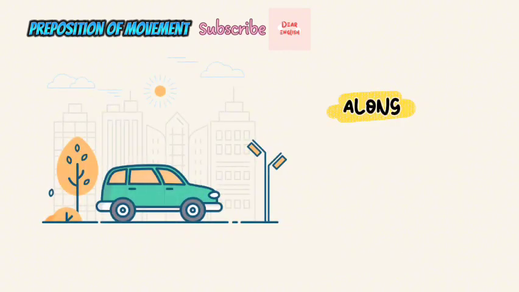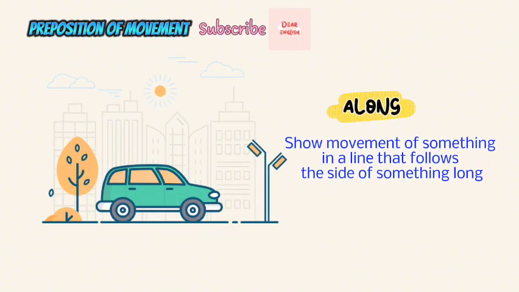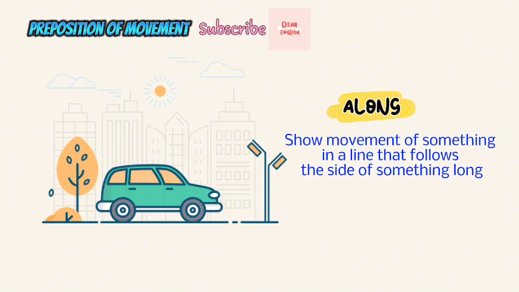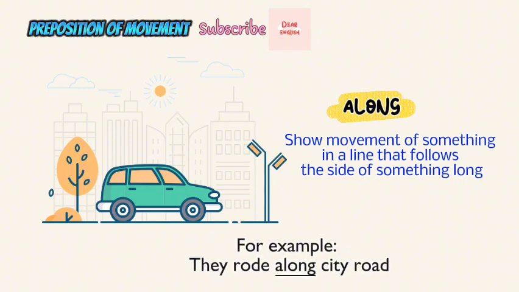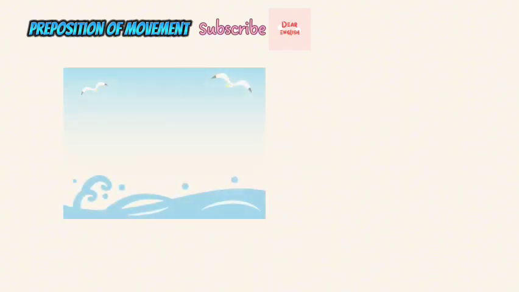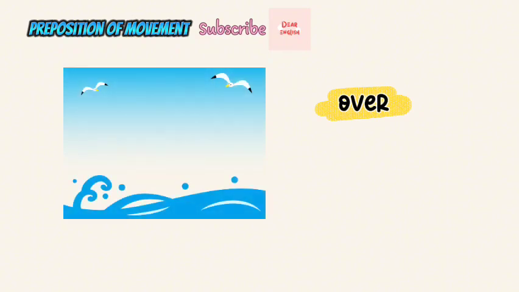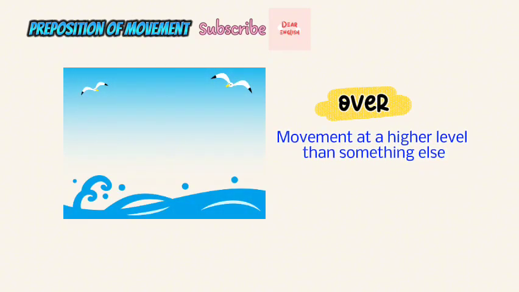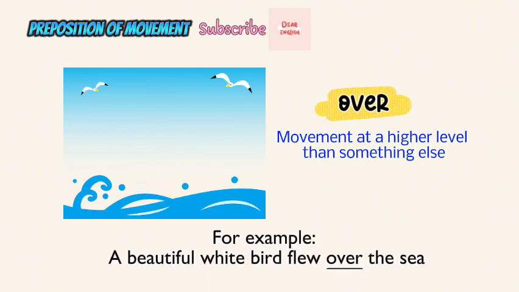Along. Show movement of something in a line that follows the side of something long. For example, they rode a long city road. Over. Movement at a higher level than something else. For example, a beautiful white bird flew over the sea.